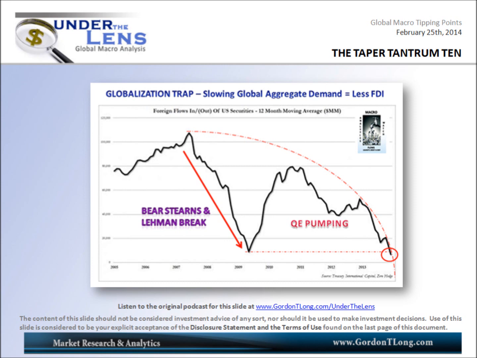The chart is very disturbing because it shows that as the S&P rises higher and higher on ever-declining volumes, foreigners are buying fewer and fewer U.S. securities. In fact, on a 12-month moving average basis, foreigners bought less long-term U.S. securities than they did when Lehman crashed.